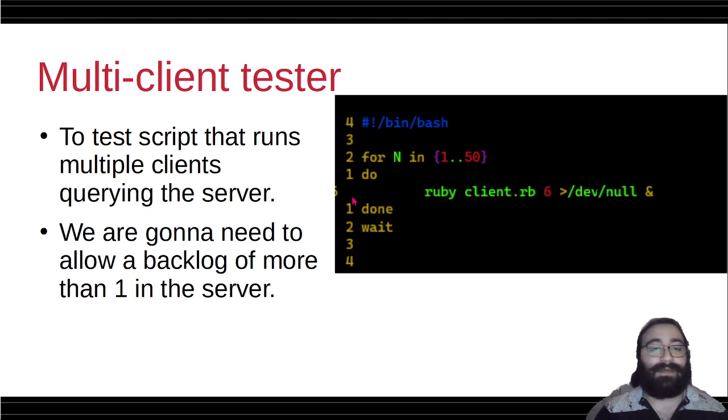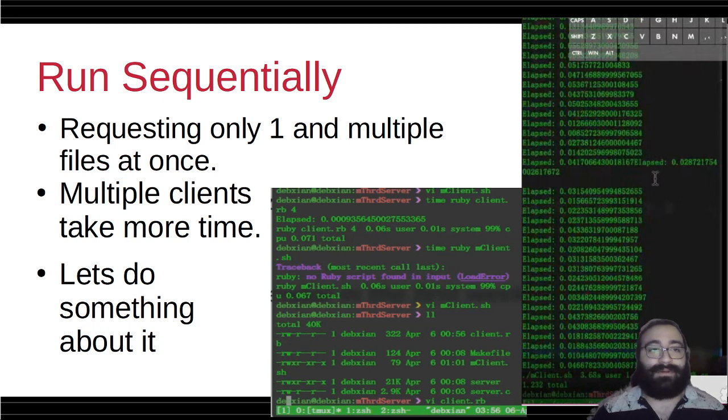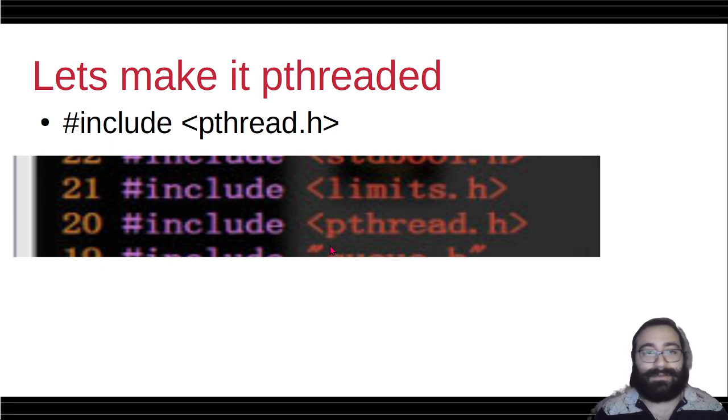And we're going to need to allow a backlog of more than one in the server. We're going to be running it sequentially, requesting only one file and multiple files at once. And multiple clients are taking more time, as we can see on the right side of the screen. And here are the individual ones. So let's do something about it.